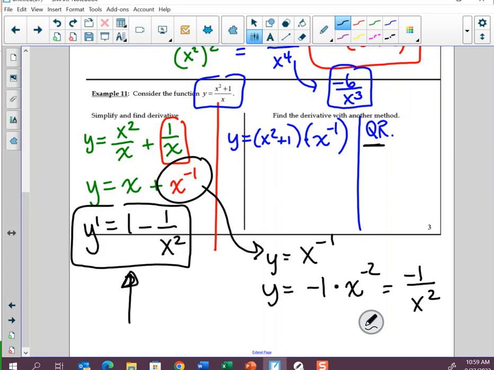Homework-wise, I want you to finish the rest of the problems in the packet. There are some other problems that have to do with the tables up to lesson 8, so you don't have to do lesson 8 yet.